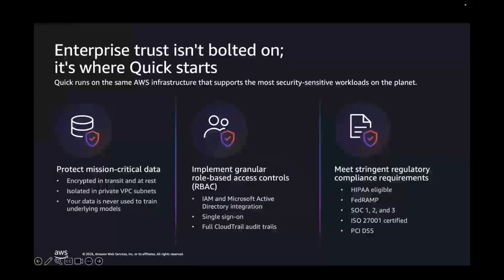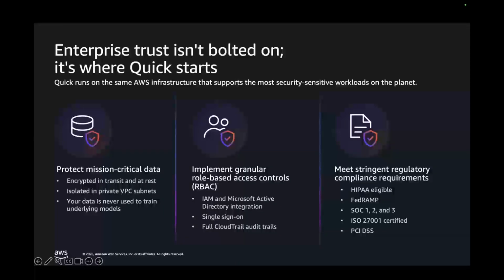Now, we know that with most AI tools, security is something that you think about afterwards and bolt on. But with Quick, this is actually the starting point. Quick runs on the same AWS infrastructure that you already trust for your most sensitive workloads. So there's nothing new to that, basically. Data is encrypted everywhere, both when it's moving around and when it's stored. And it can also be isolated in your own private network space. And then the line that I know matters to all of you: the data is yours. It's not used to train any underlying models.